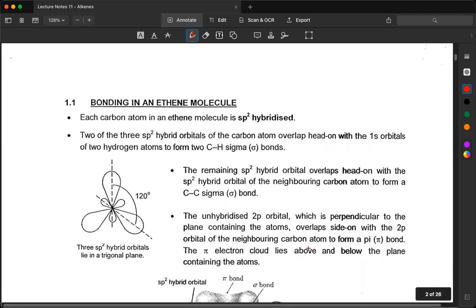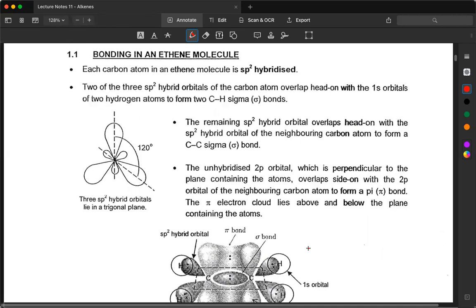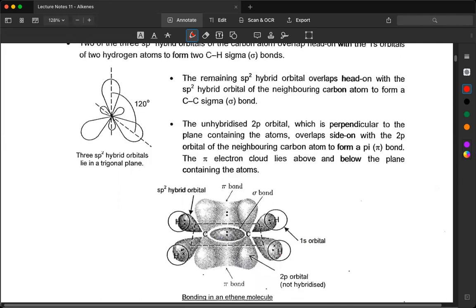Each carbon atom in an ethene molecule is sp2 hybridized, meaning two of the three sp2 hybrid orbitals of the carbon atom will overlap head-on with the 1s orbitals of two hydrogen atoms to form two C-H sigma bonds. The remaining sp2 hybrid orbital will overlap head-on with the sp2 hybrid orbital of the neighboring carbon atom to form a C-C sigma bond. The unhybridized 2p orbital, which is perpendicular to the plane containing the atoms, will overlap side-on with the 2p orbital of the neighboring carbon atom to form a pi bond. The pi electron cloud lies above and below the plane containing the atoms.